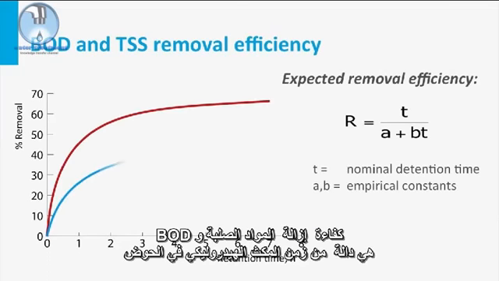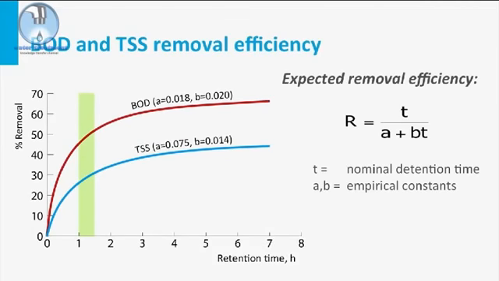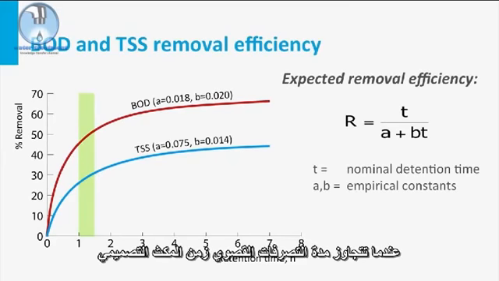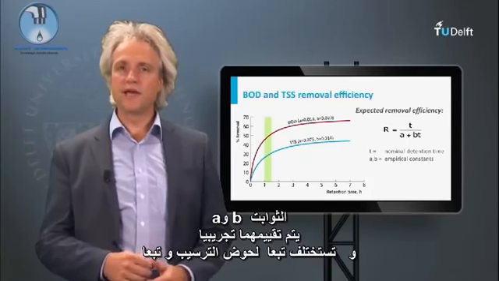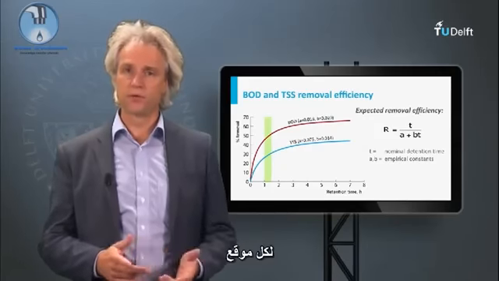The solids and BOD removal efficiency is a function of the applied hydraulic retention time in the tank. Considering the fluctuating incoming flows, removal efficiency will accordingly fluctuate when the duration of the peaks exceeds the design HRTs. The shown constants A and B are empirically assessed and will differ per clarifier and per location.